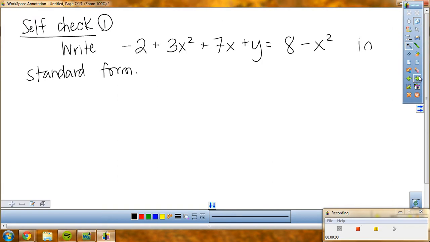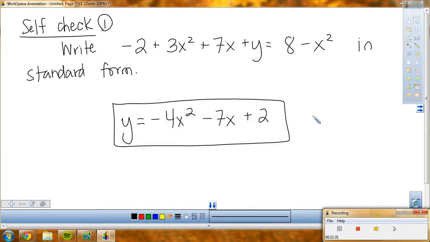So here we have our first self-check. Go ahead and try to write the following example in standard form following the steps. Get your y by itself, move everything over to the other side, and make sure you're checking for like terms. You can pause the video, and we'll come back in a second with the answer.